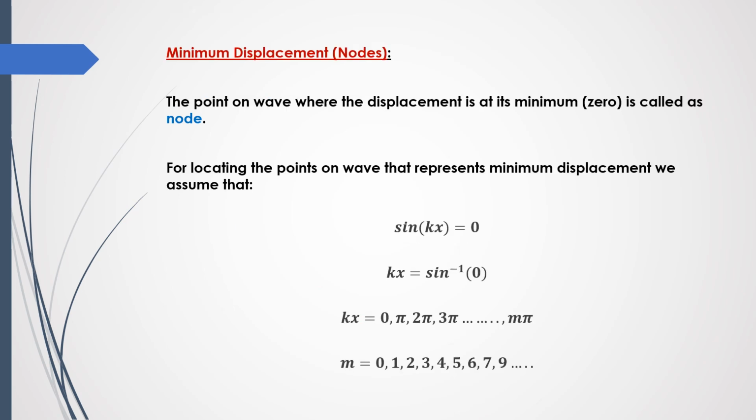Now let's talk about nodes, or minimum displacement. The point on the wave where the displacement is at its minimum, which is 0, is called a node. For locating the points of the wave that represent minimum displacement, we assume that sin(kx) is equal to 0, and for that kx is equal to sin inverse of 0. The value of sin inverse 0 is kx equal to 0, then π, then 2π, 3π, up to mπ, where m is 0, 1, 2, 3, and so on.